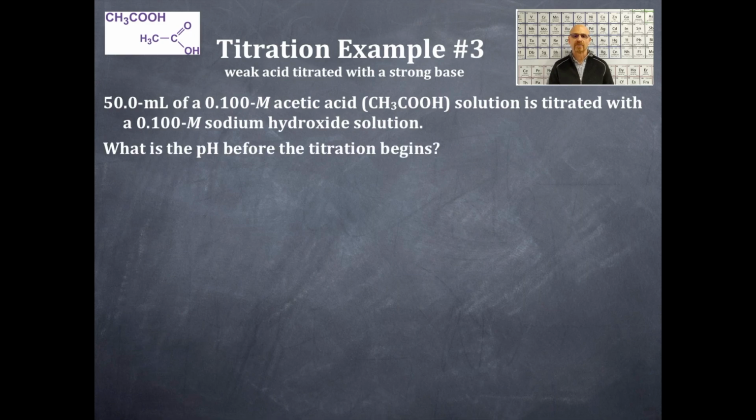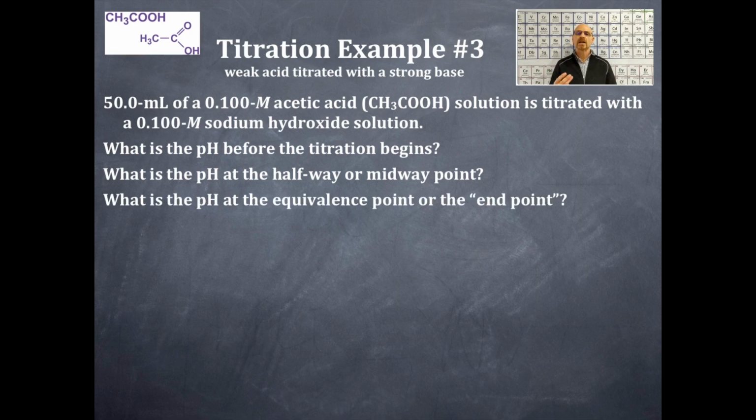So here we go. What is the pH before the titration begins? This is like an ice table. We have done this before. This is the first calculation that we always do. Calculation number 2: what is the pH at the halfway or the midway point? This is the same calculation that we've been doing before as well. Number 3: what is the pH at the equivalence point or the end point? Again, that's our third calculation. We've been doing that one as well. Not a problem. We should be familiar with these 3 different calculations.